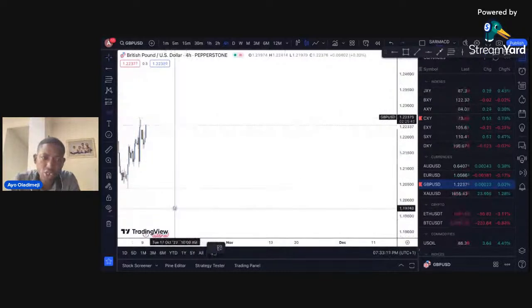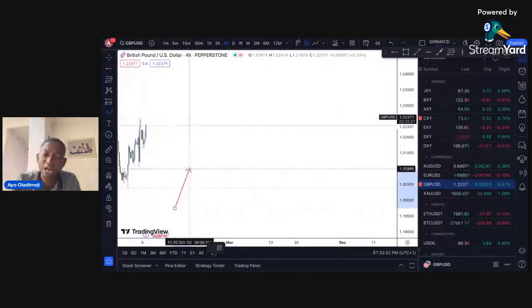Okay, so we started with this, that price always has three major movements. It has an impulse, it has a correction, and it has sideways movement. So it moves up, it moves down, and then moves sideways. That's how price moves. Price moves up, moves down, and then what we call sideways movement.